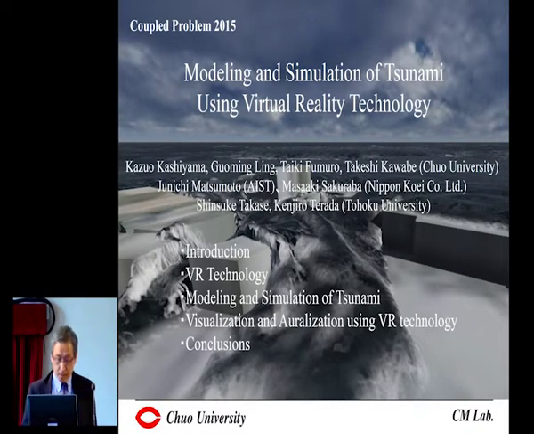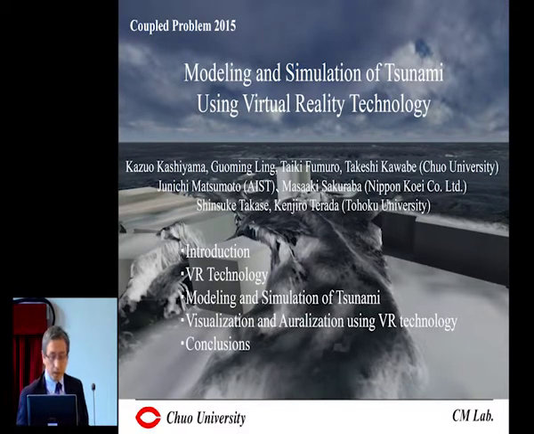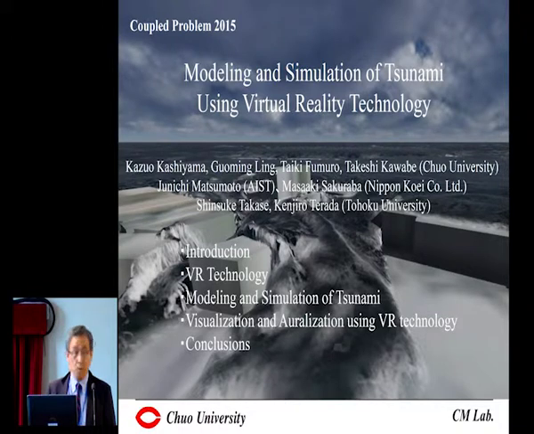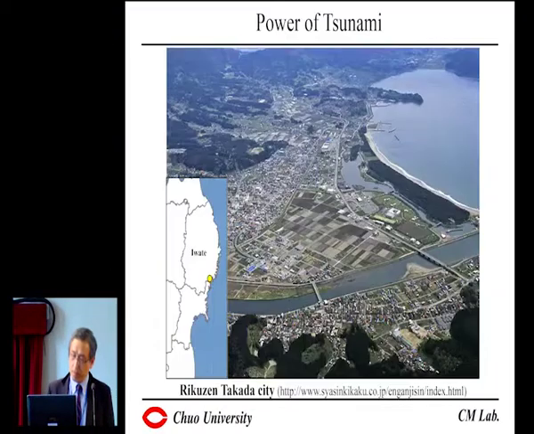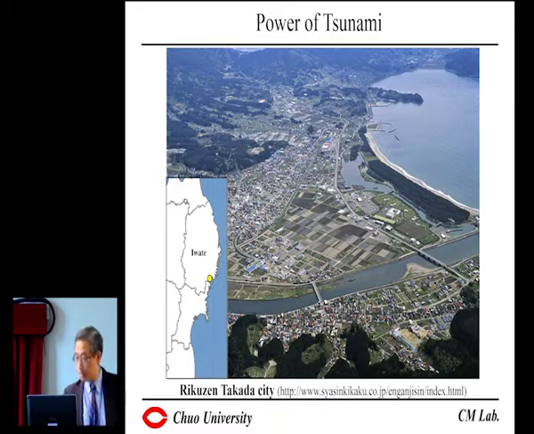As you know, three years ago the largest tsunami in Japan's history attacked the Japanese islands, and the tsunami washed away everything. This picture shows an aerial photograph before the tsunami arrived, and this is a picture after the tsunami waves arrived. And in here you can see the deepest breakwater.